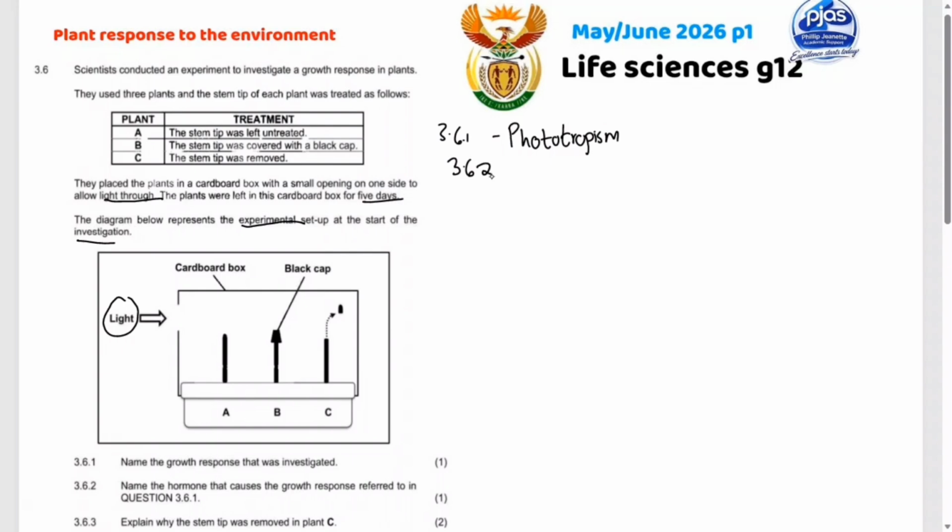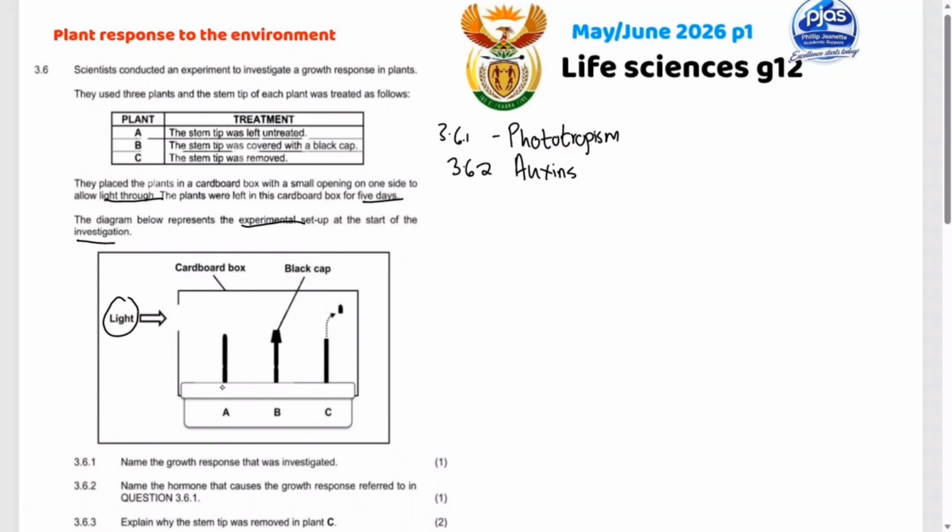Then 3.6.2, they say name the hormone that causes the growth. Good people, remember that we have auxins. This will be auxins, because we have plant A, where the stem tip was left untreated, meaning auxins are produced at the tip of the stem. Since this is phototropism, and auxins are sensitive to light, stem A after a few days will bend towards the light. Under phototropism, we learn about the bending of the stem towards the light due to the auxins being concentrated on the darker side.